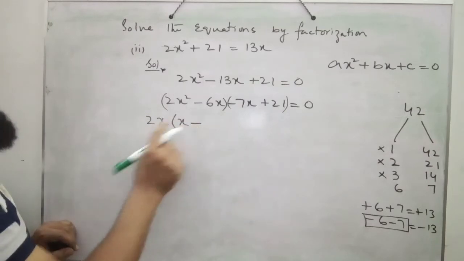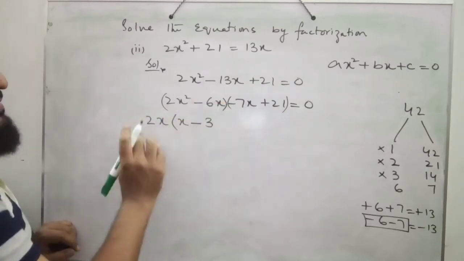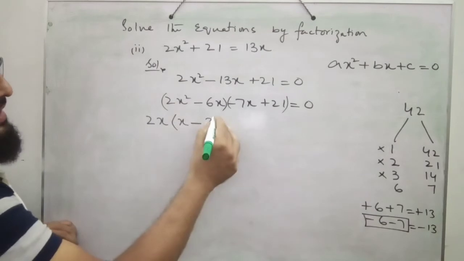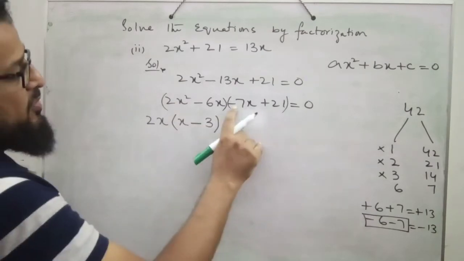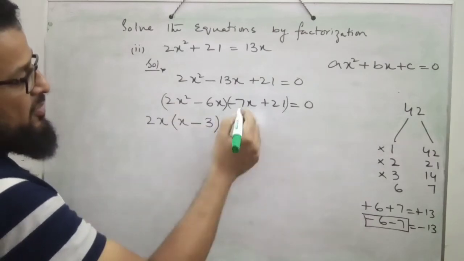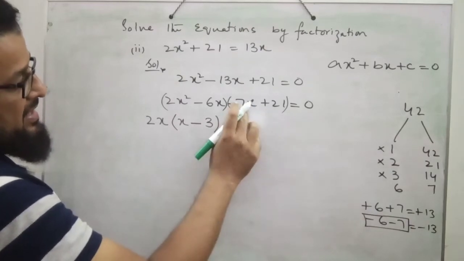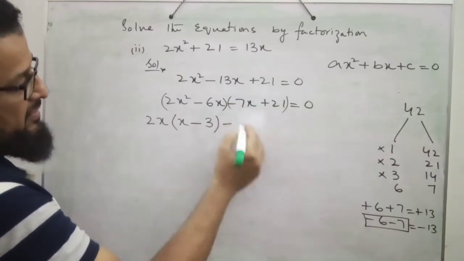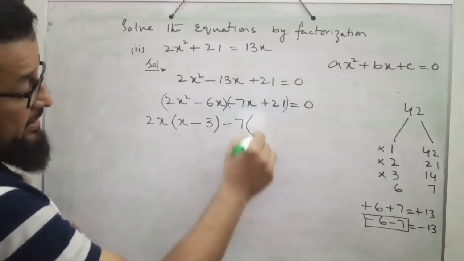Then minus sign, 2 3s are 6, so only 3, because x you took outside. Then close this bracket. What is a common here? So you take the minus as a common, and then 7, and the multiple of 7 is 21, so that's why 7 as a common outside.